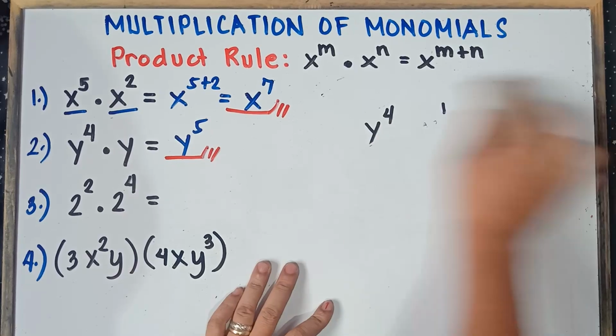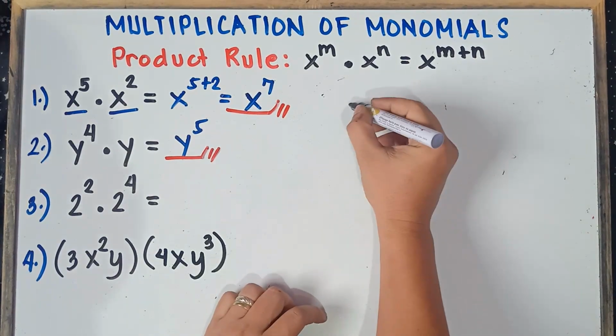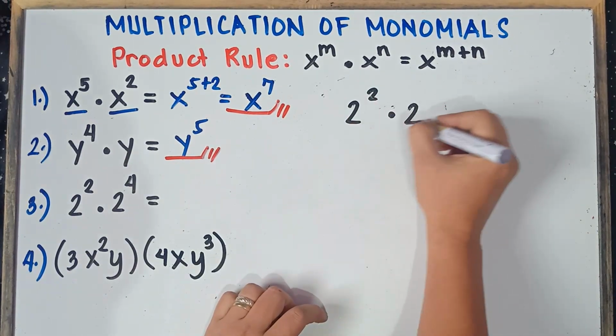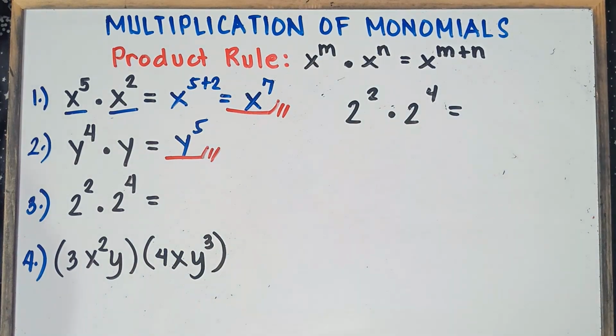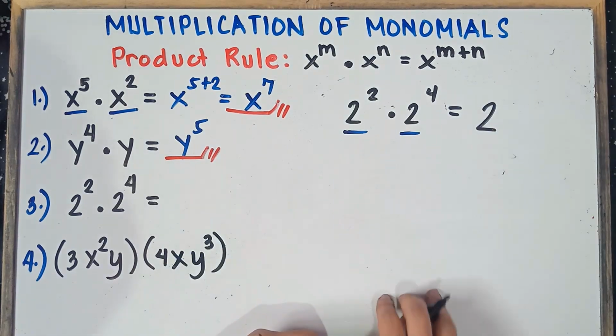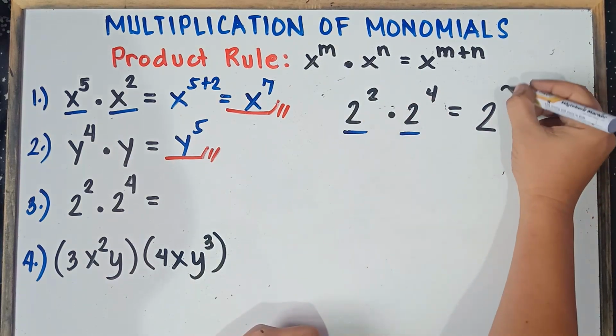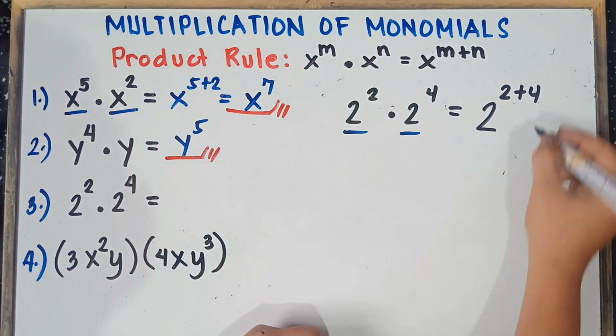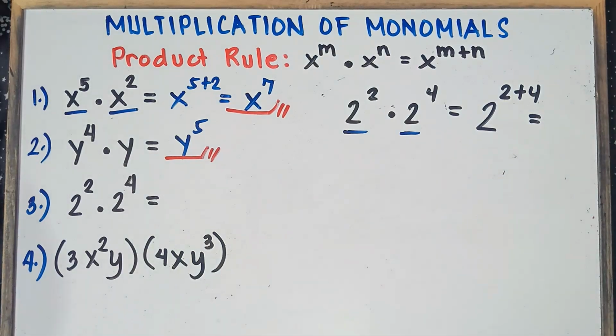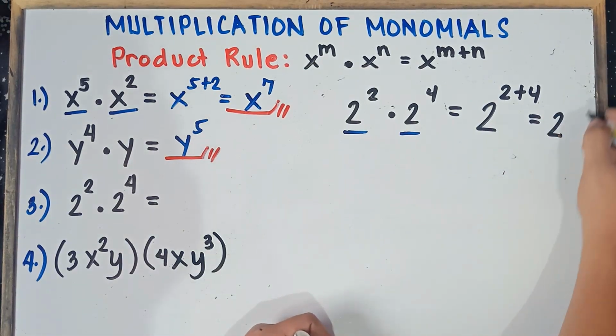Alright, so example number 3. So we have 2 raised to the power of 2 times 2 raised to the power of 4. So do they have the same base? Yup, same base. That would be 2. So simply copy the base and then simply add the exponent. So there will be 2 plus 4. So what's the answer, class? That's correct. There would be 2 raised to the power of 6.